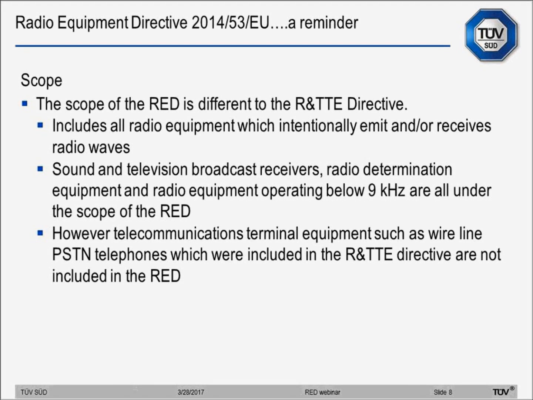The RED clarifies the definitions of what is radio equipment. Line telecoms equipment, such as PSTN telephones, fall outside of the scope of the RED, as they are not radio equipment. Likewise, a microwave oven, not being radio communications or radio determination equipment, falls outside the scope of the RED, as it did for the R&TTE Directive.